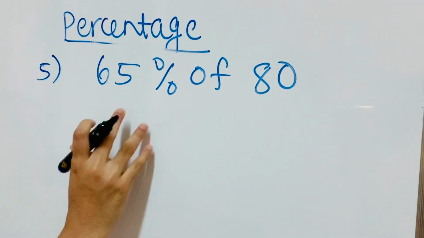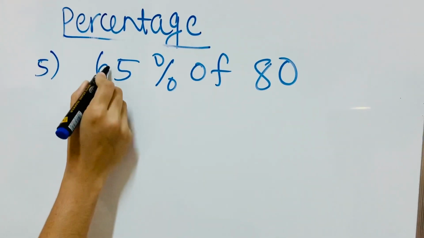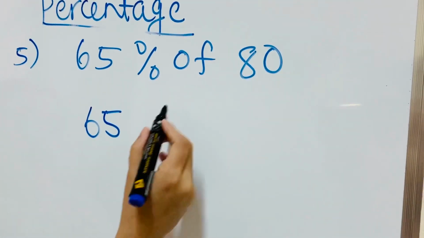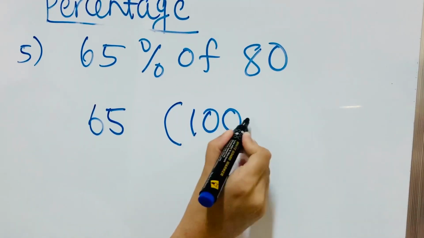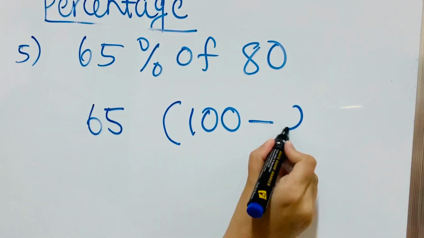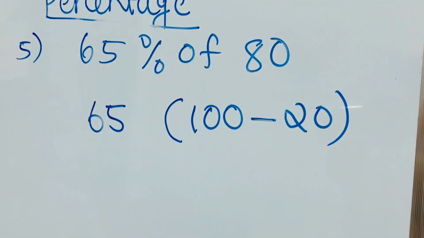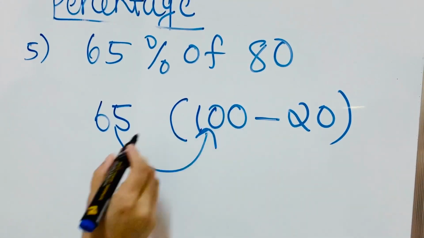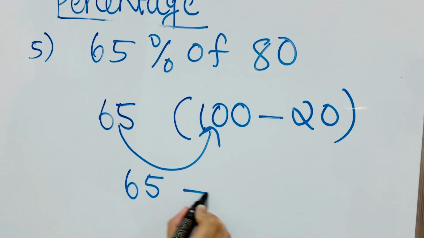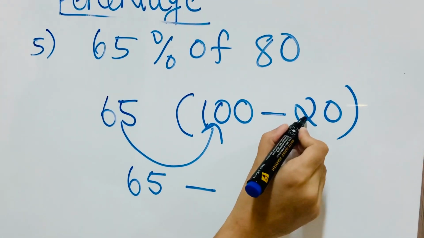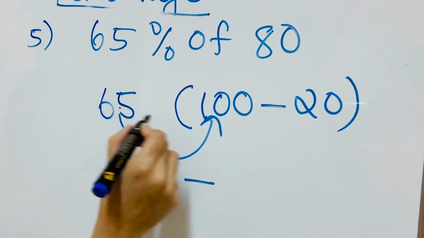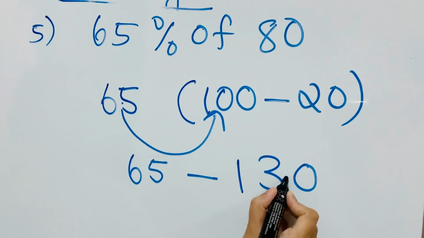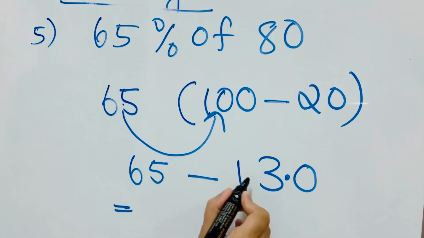The same question we can do in a different way also. Here make this 65 like this and we can split this 80. 80 can be written as 100 minus 20. So just 65 into 100, we can cancel these two zeros. Then it will be 65 minus 65 into 20. Only one zero is there. 65 into 2, 130. Since here it is one zero, just put a point here. Then 65 minus 13.0.